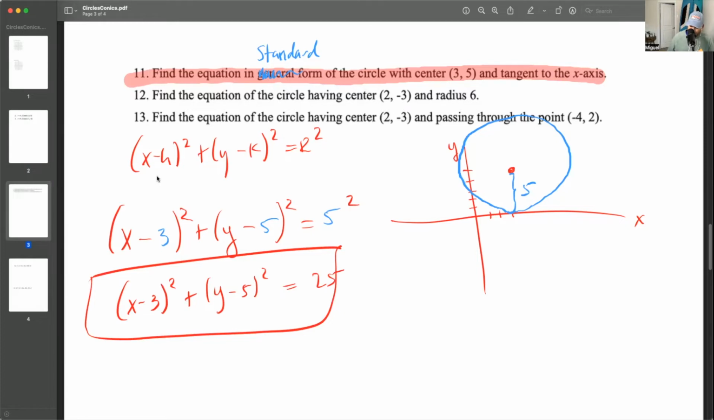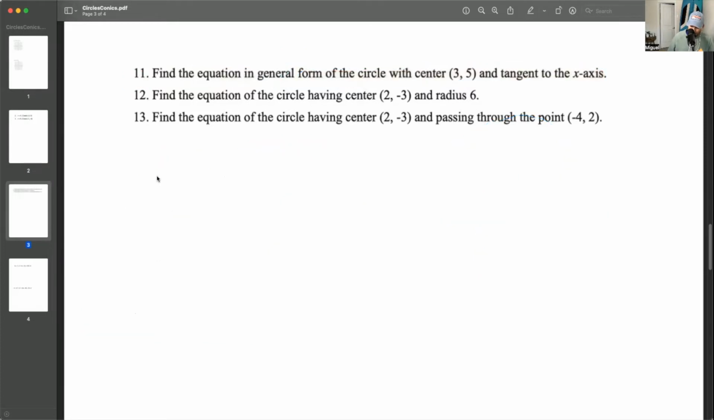All right. Now the next one, number 12, a different scenario that you can encounter, but not as difficult. If anything, this is probably going to be the easiest one of the three, because they are mentioning that they want us to find the equation of the circle, and it has the center (2, -3) and radius 6. Not as difficult as we might think.